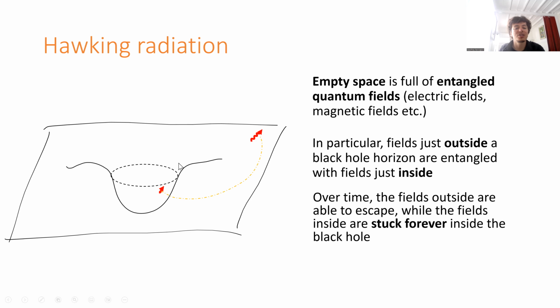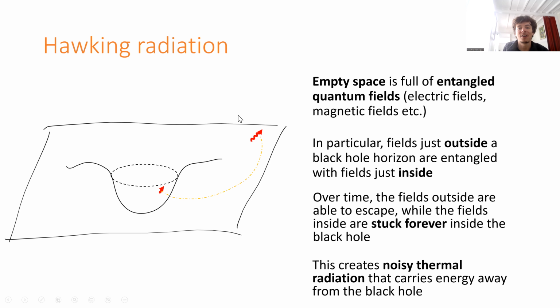So what happens is this close, short-range entanglement between just inside and outside the black hole gets pulled apart by gravity into really long-range entanglement that I've drawn here between something inside and something far, far away from the black hole. This stuff far, far away is actually noisy, looks like noisy thermal radiation. It's noisy because it's entangled with stuff inside. So it's correlated with stuff inside, so it has to be noisy if you just look at it on its own. And it carries energy away from the black hole, and this is this famous thing called Hawking radiation.